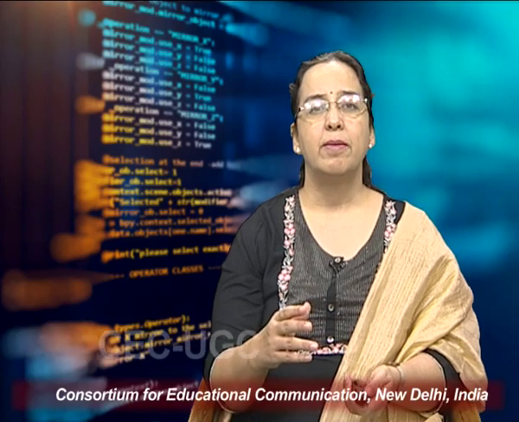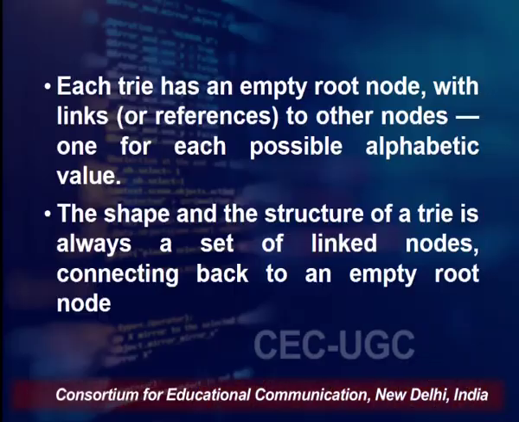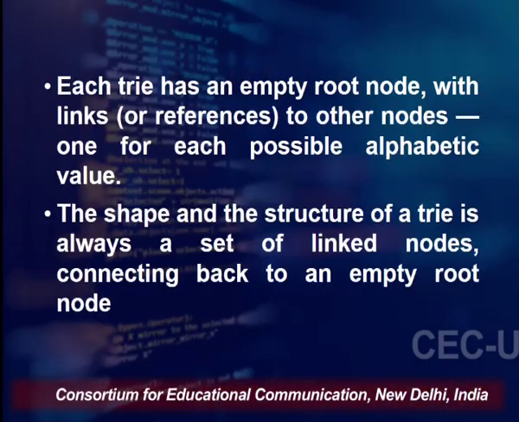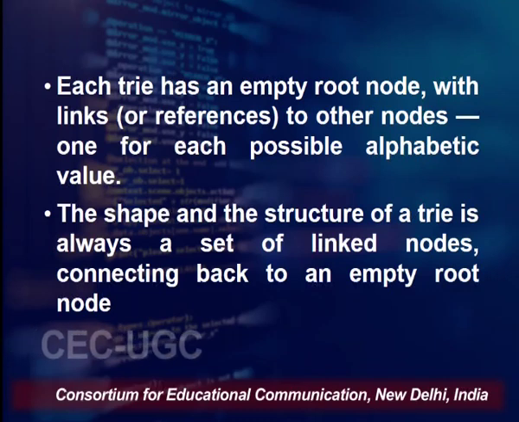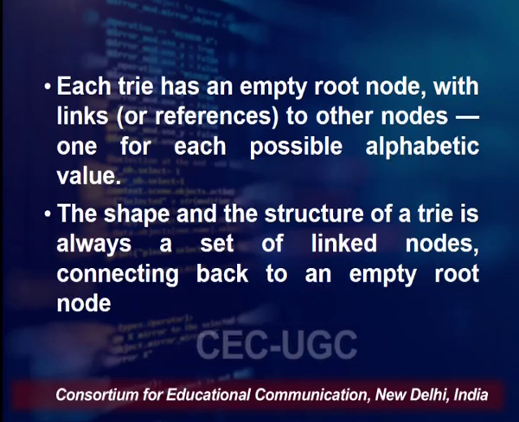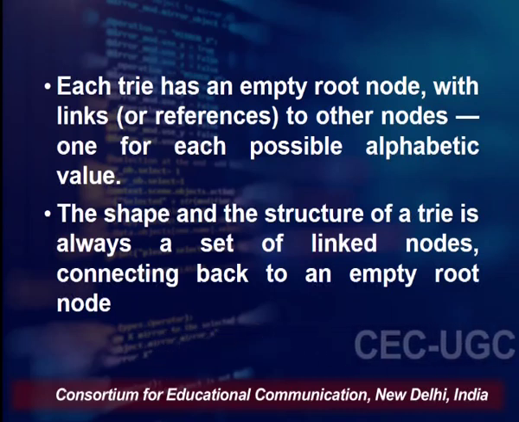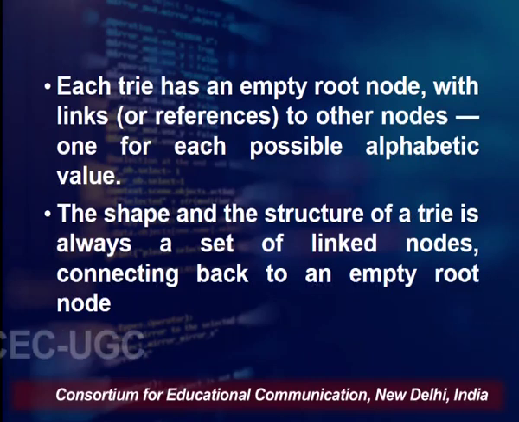Now, if I am talking about a trie, a trie has an empty root node. The root node within a trie is always empty, and this root node has links or references to the other nodes. Now, how many links or references am I talking about?